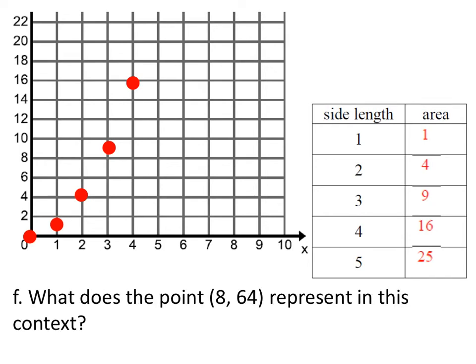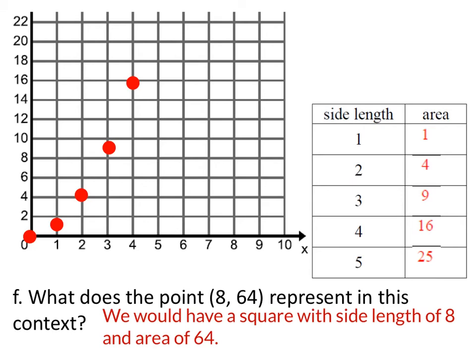Well, what does that represent? Well, that means we would have a square with a side length of 8 and an area of 64 square units, whatever the units are.